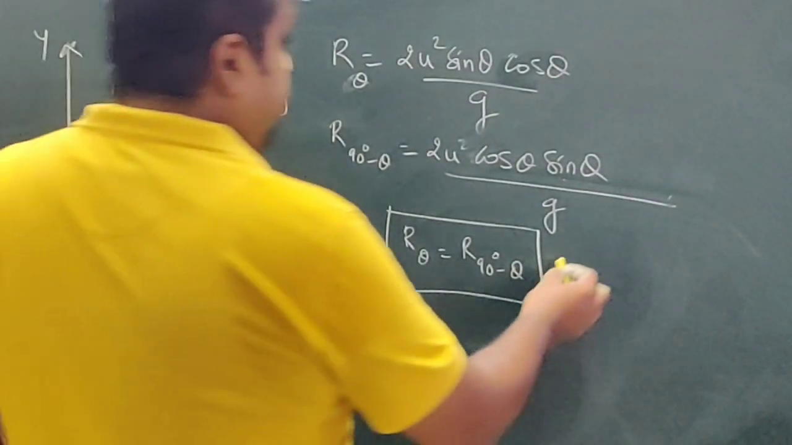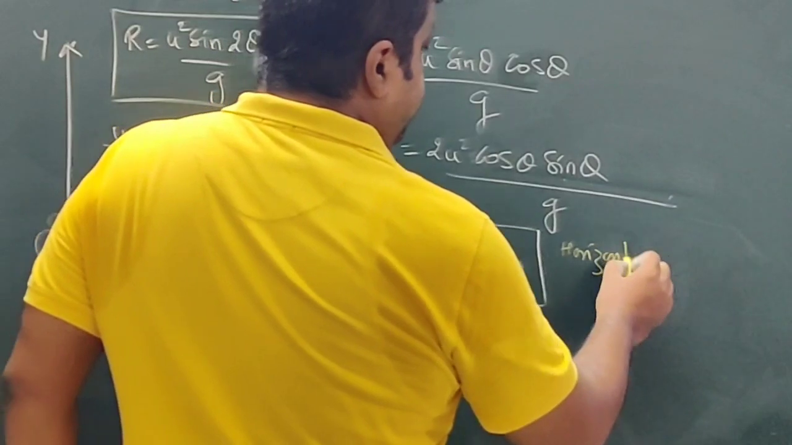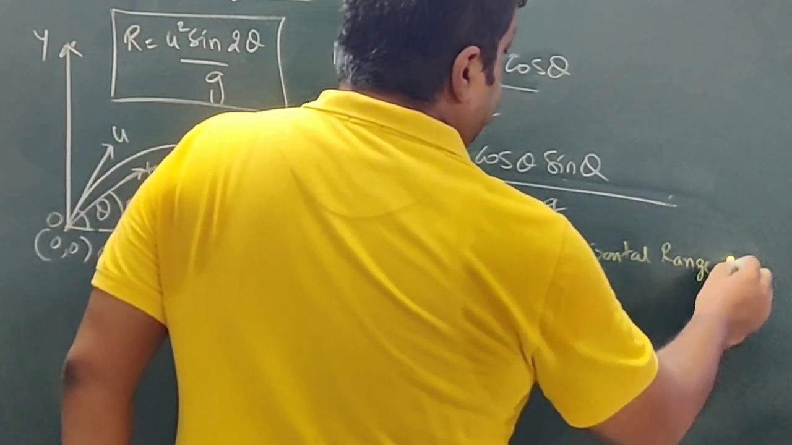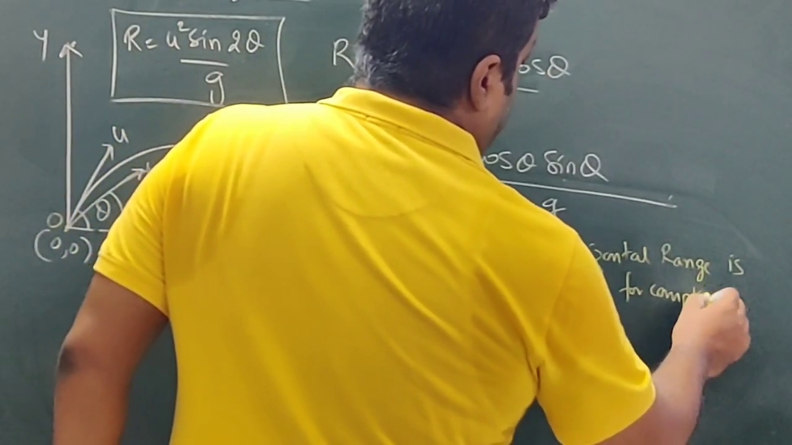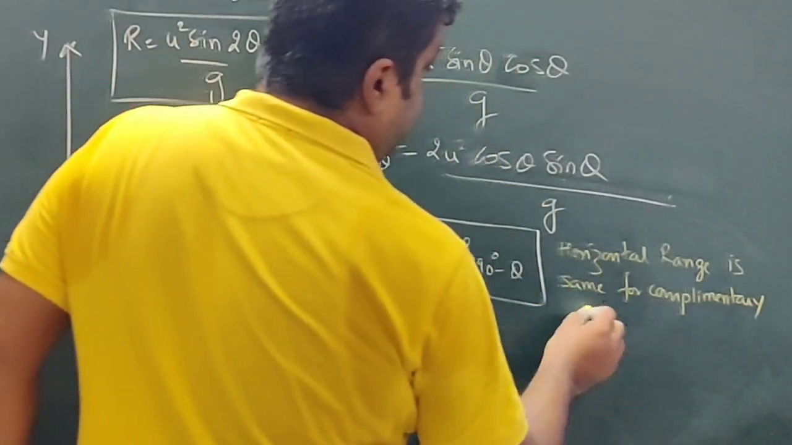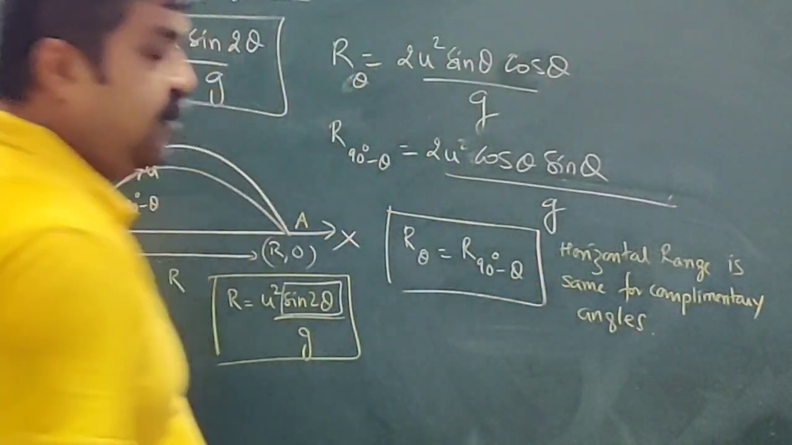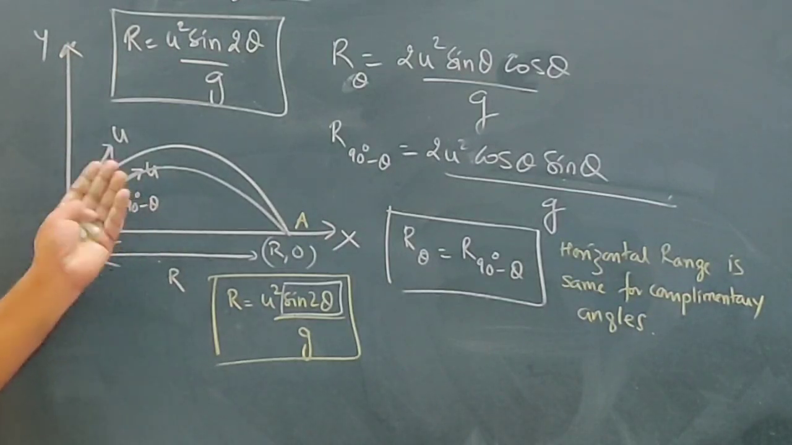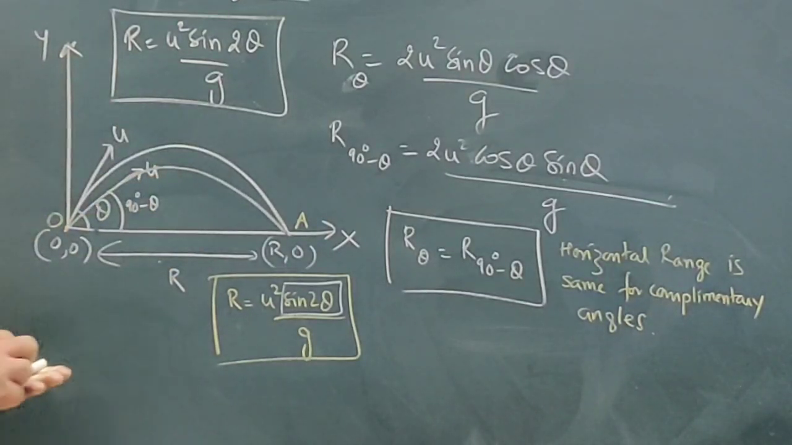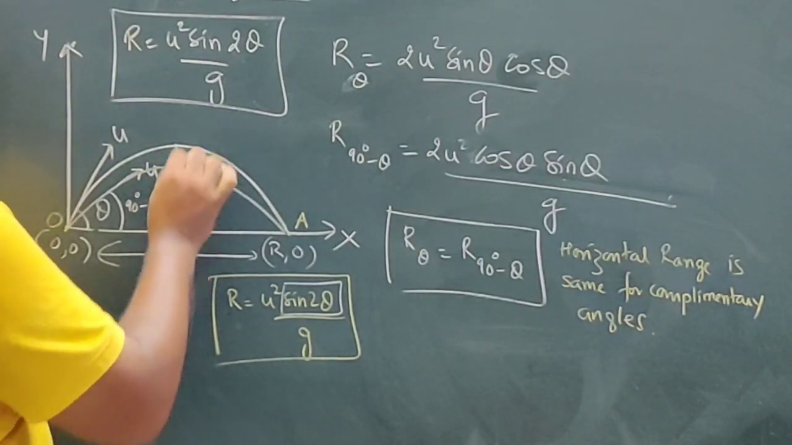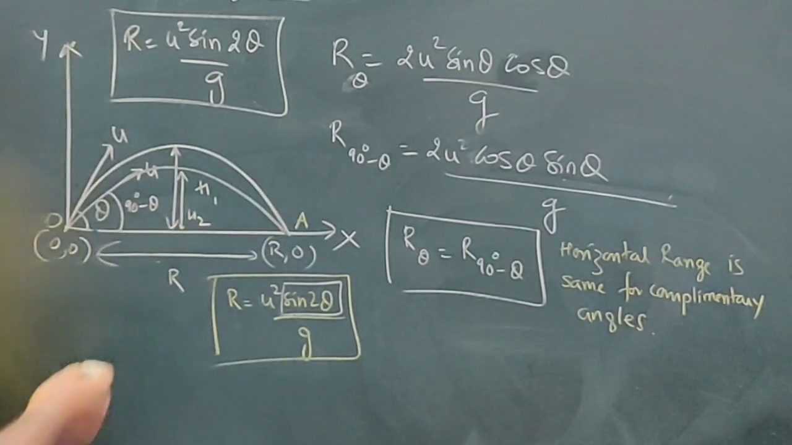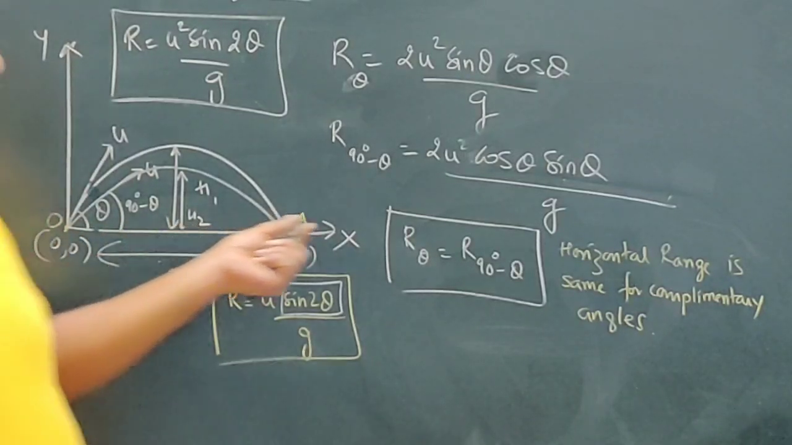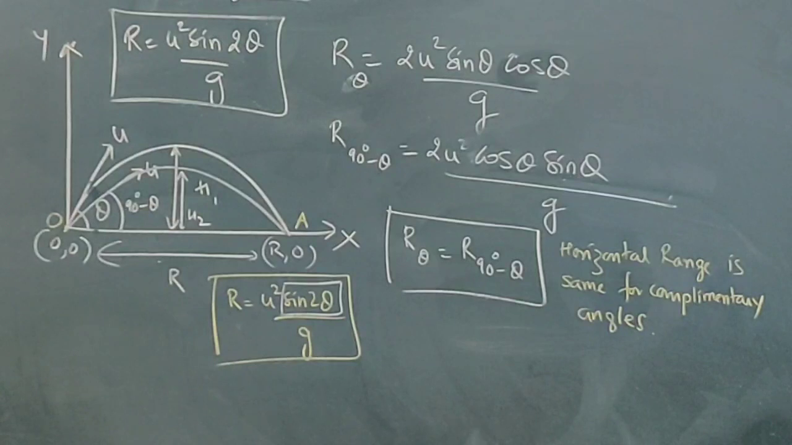Okay, horizontal range is same for complementary angles, that is theta and 90 degree minus theta. Horizontal range will be same. Heights will be different. Okay, height will not be same. Suppose this height is h1, this height is h2. Greater height is h1, smaller height is h2. These heights will not be same. But the range will be same.